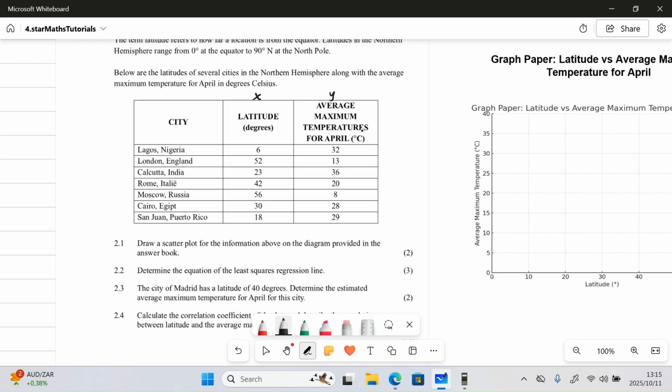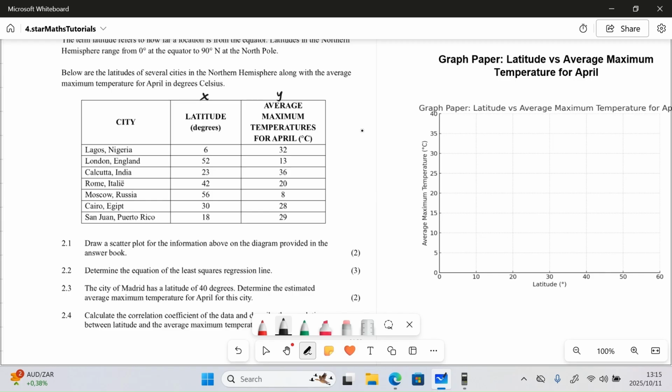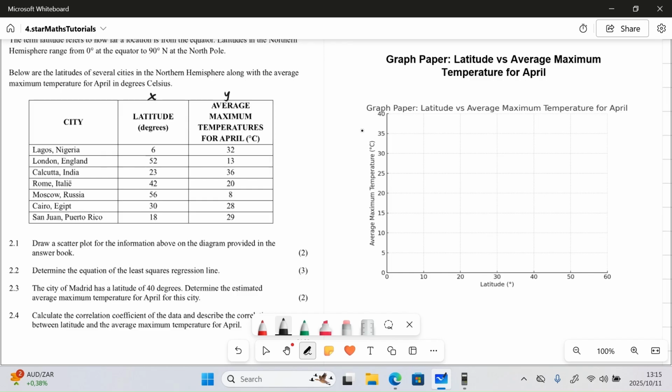So the first question says draw a scatter plot for the information above on the diagram provided in the answer book. In the answer book, we're going to be given a diagram sheet, something like this. First thing first, you need to write your topic if it's not written. So it's latitude versus average maximum temperature for April. You just write that.